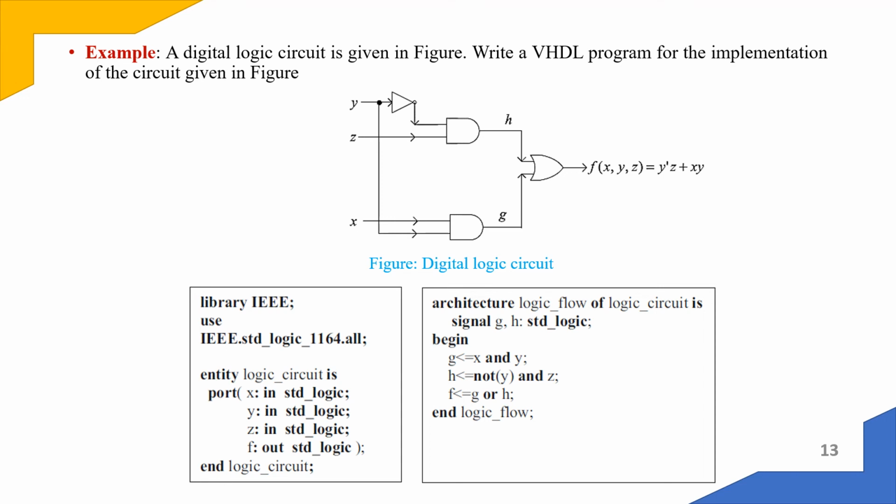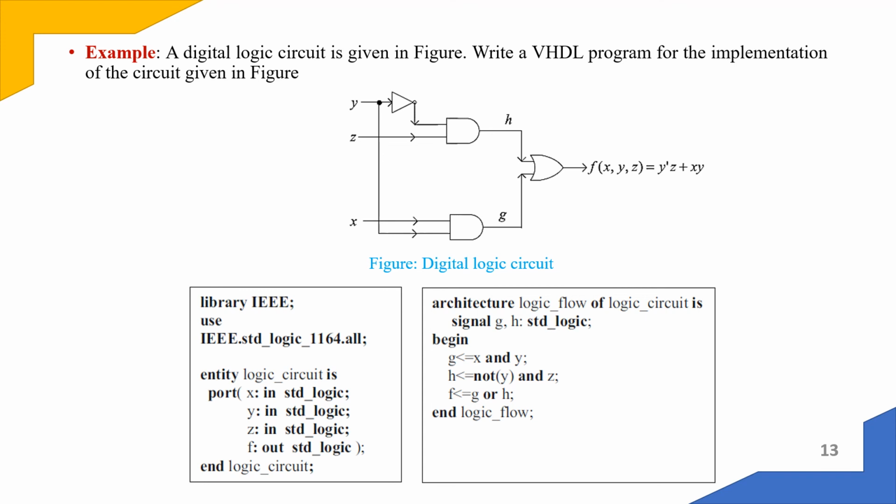This is another example for VHDL coding, a complete VHDL code. So first of all, write the library. The library in this code is IEEE.std_logic_1164.all. After that, define the entity port. As you can see, Y, Z, and X are input, and F is output.